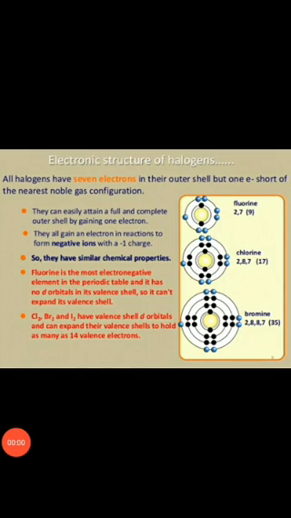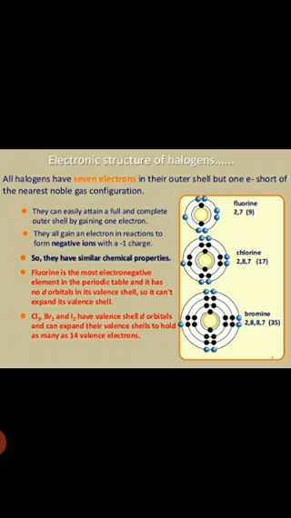Yes, students, the electronic structure of halogens. All halogens have 7 electrons in the outermost shell, but are 1 electron short of the nearest noble gas configuration. And this they can easily attain by gaining 1 electron. They all gain an electron in reactions to form a negative ion and gain a negative charge. So they all have similar chemical properties.